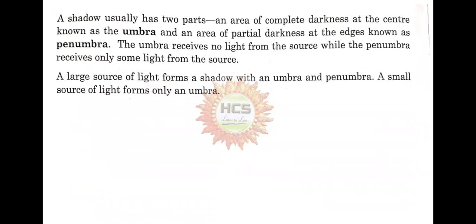A shadow usually has two parts. An area of complete darkness at the center is known as the umbra, and an area of partial darkness at the edges is known as penumbra. The umbra receives no light from the source, while the penumbra receives only some light from the source. A large source of light forms a shadow with an umbra and penumbra. A small source of light forms only an umbra.